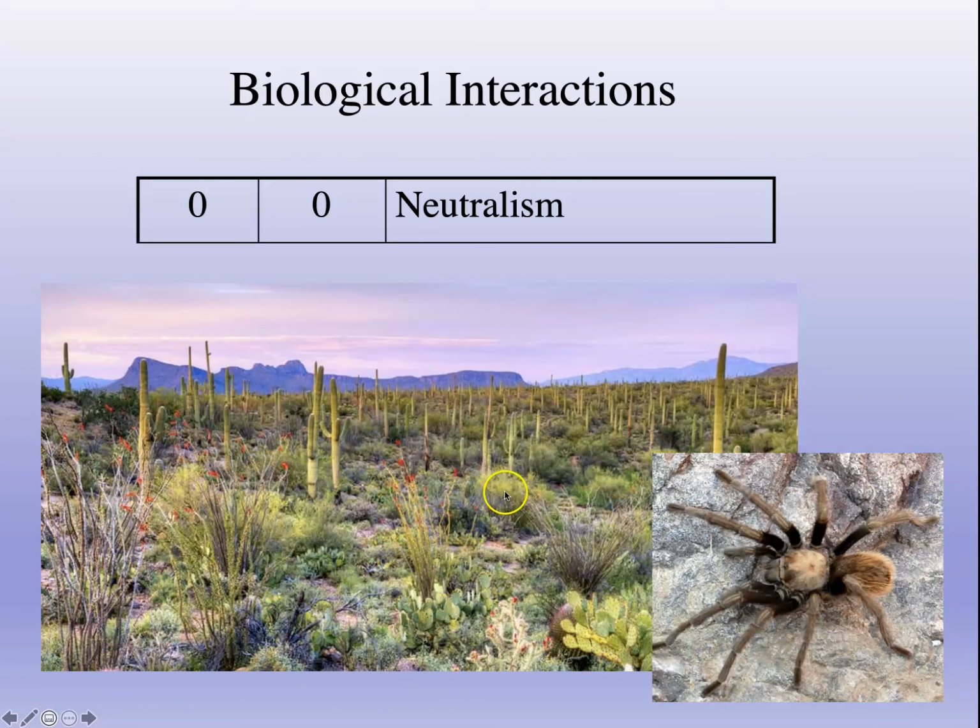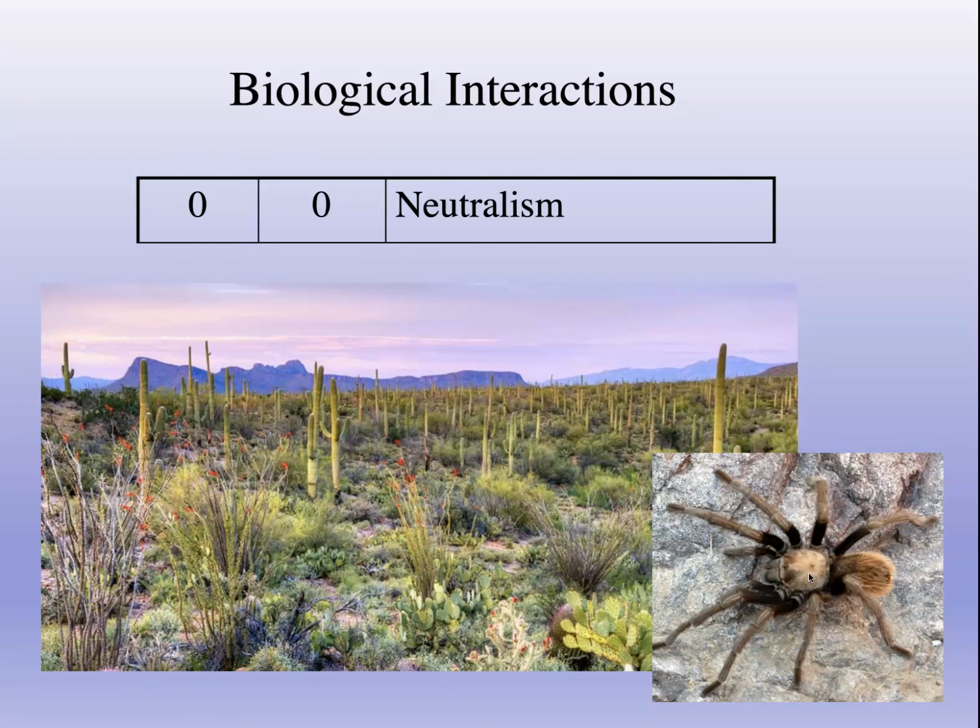There's a lot of plants out there in the desert ecosystem, and here's a tarantula. At least I think it's a tarantula. It looks like one to me. I'm not an arachno person. In any event, the presence of a tarantula, the plants may give it cover or whatever, but it doesn't necessarily benefit one particular plant versus another particular plant.